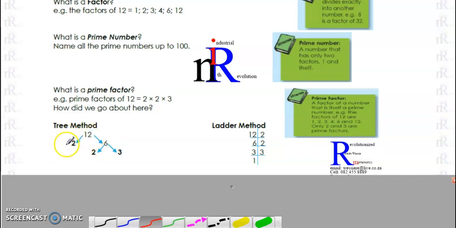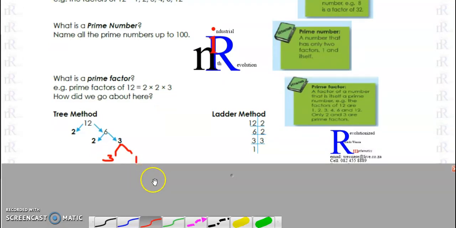It's an even number, so 2 can divide in there. 2 goes into 12, 6 remains. Then 2 goes into 6 3 times. Then 3 goes into 3 once, and only once I get to that point, I stop my operation.